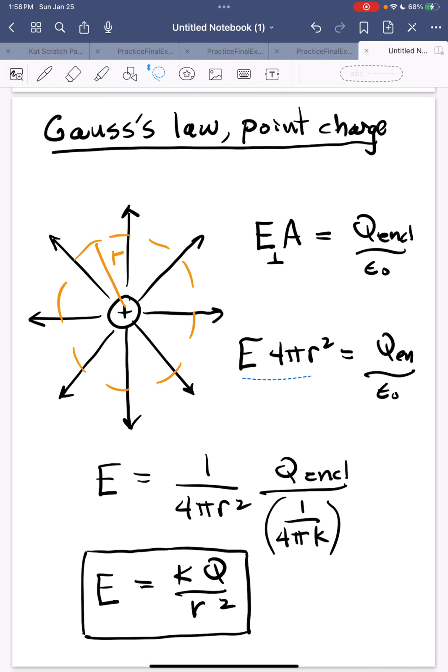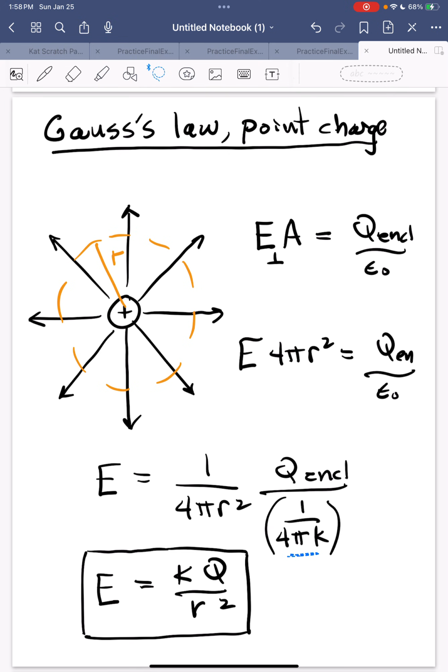Okay, so we started with this equation on the last slide, right, like that. I divide both sides by 4 pi r squared. So I get E equals 1 over 4 pi r squared, like that. And now, instead of writing epsilon naught here, I'm just going to expand epsilon naught. Epsilon naught is, in fact, 1 divided by 4 pi times k. And so I can write it like this.